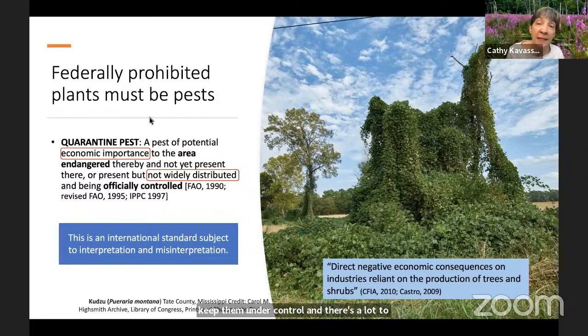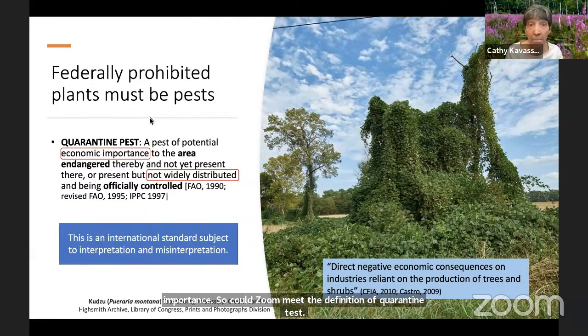So let me give an example with kudzu, which is an invasive ornamental vine. It is present in Canada, but only occurs to a limited extent in southwestern Ontario. And there are efforts in place to control the population. It has been shown to harm the production of shrubs and trees like Christmas trees. So therefore it has potential impacts of economic importance. So kudzu meets the definition of quarantine pest, and its sale and distribution is prohibited in Canada.